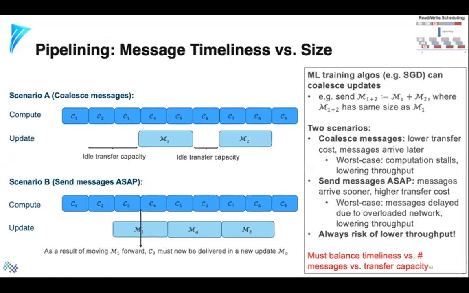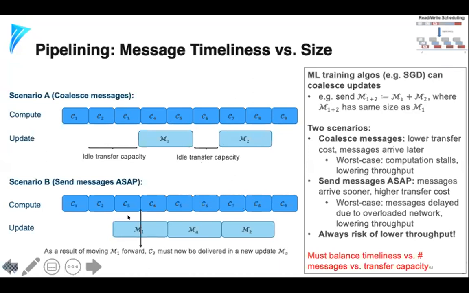ML training algorithms such as SGD, to recap, can coalesce updates by adding them together. Since all the gradients are additive, they can be added together before aggregation, and you can reduce the number of messages greatly this way. That leads to two interesting scenarios. You can coalesce messages to reduce the transfer cost, but then you risk computation stall, waiting for the computation to occur. That's the upper example.